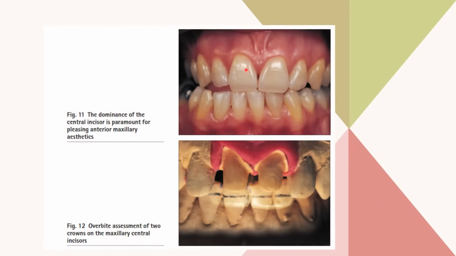So here the picture shows the dominance of the central incisor is paramount for pleasing anterior maxillary aesthetics. Here this is the overbite assessment of two crowns for the maxillary central incisors. So vertical overbite in relation to speech and anterior guidance needs addressing. Besides these fundamental principles, subtle variations can be introduced which account for gender, race, facial, morphopsychological and psychological factors.